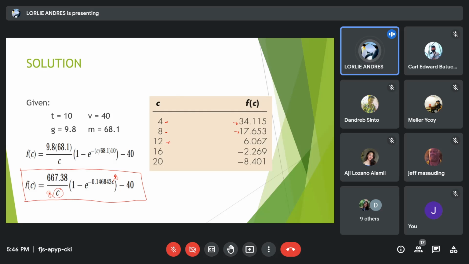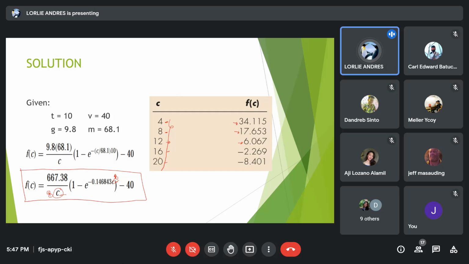If your C is 12, then substitute 12 here as your C, then the answer for your f of C is equal to 6.067. If your C is equal to 16, then your f of C is equal to negative 2.269. If your C is 20, then you will have negative 8.401. So, take note that these values we just assumed. We just assumed them so that we can plot the values in a graph.